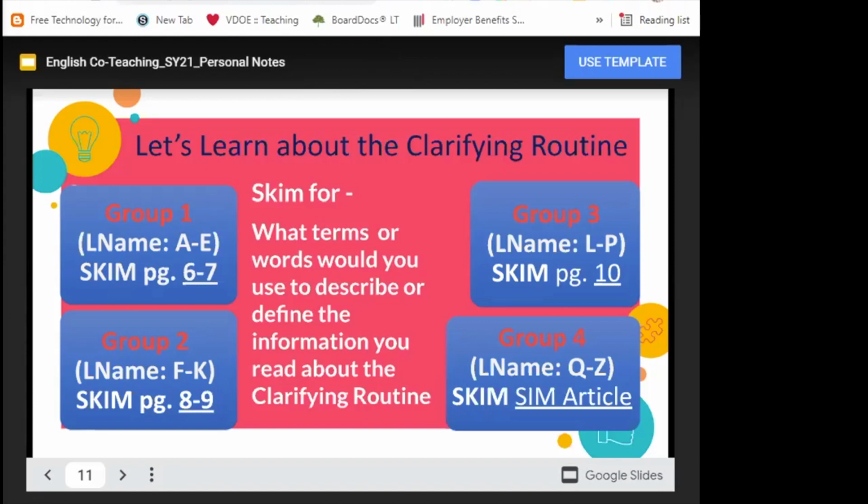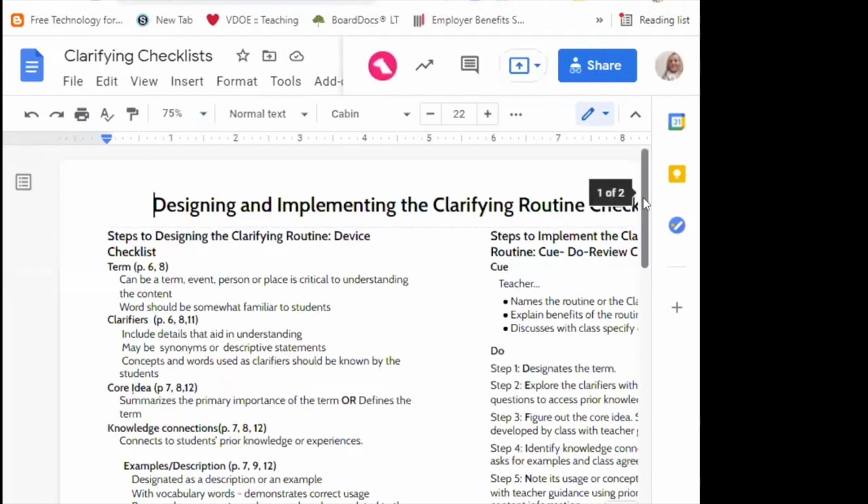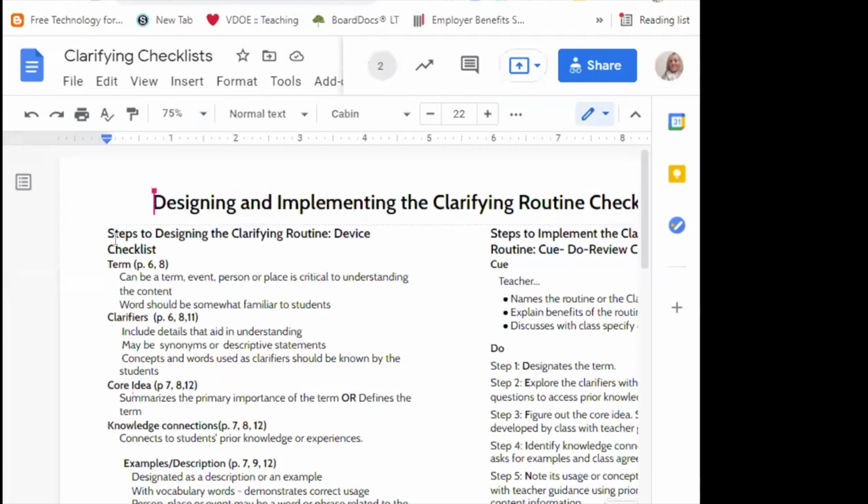I dropped in the chat 2 articles or 2 links before this. I'm going to go ahead and just drop those in again. You can choose to open them or not, but I just wanted to show you. So this first one, and let me get the text size smaller. This first one is the checklist. On the first side is how do I build it? And the second side is how do I do it with students?